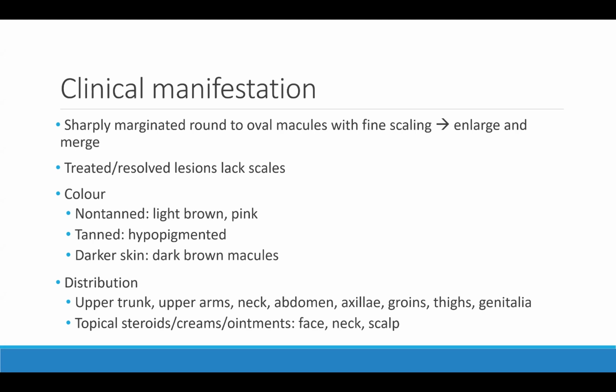Patients present with sharply marginated brown to oval macules with fine scaling. These enlarge and merge. Treated or resolved lesions can lack scales. The color ranges in non-tan skin from light brown to pink. In tan skin, it tends to look hypopigmented, whereas in darker skin, it can even be dark brown macules. Distribution is on the upper trunk, upper arms, neck, abdomen, axilla, groins, thighs, and the genitalia.